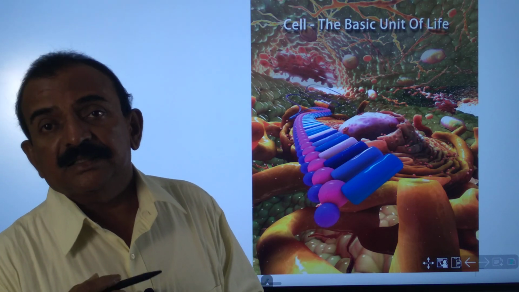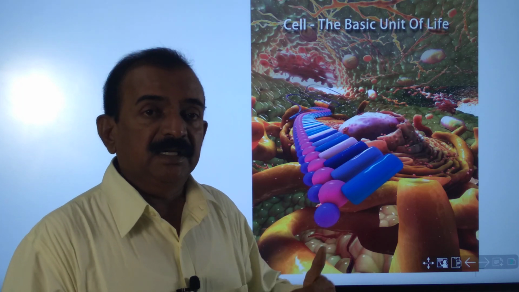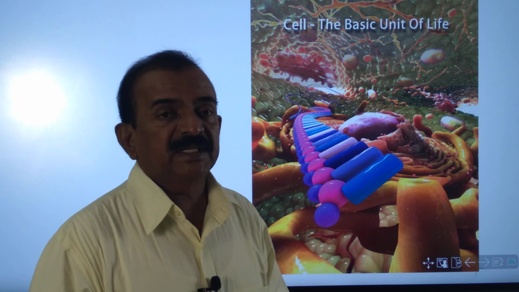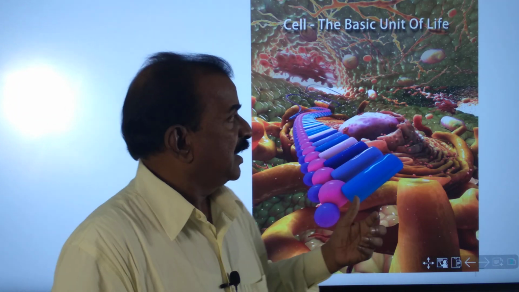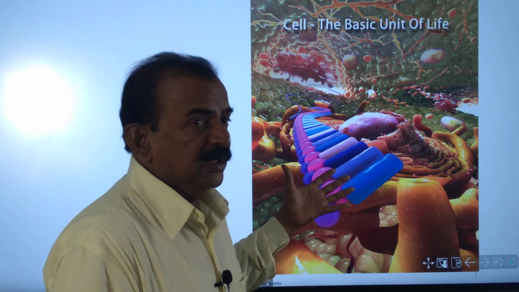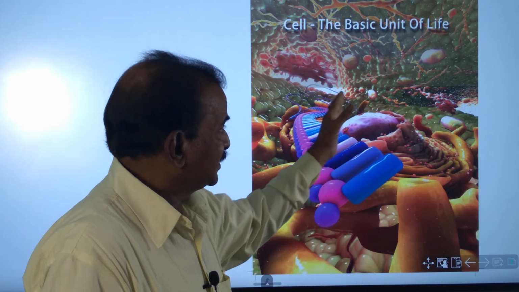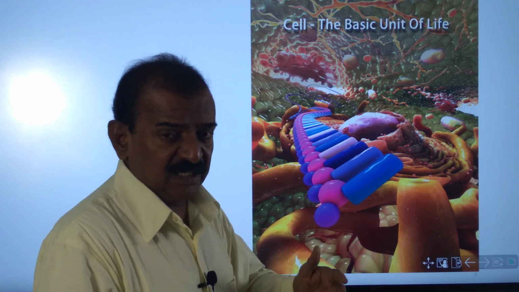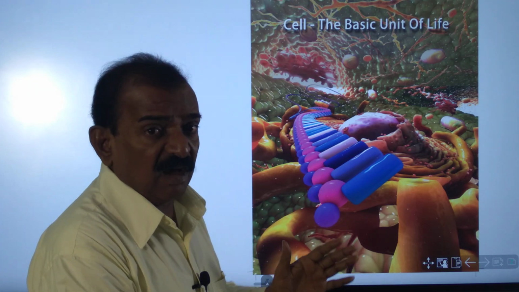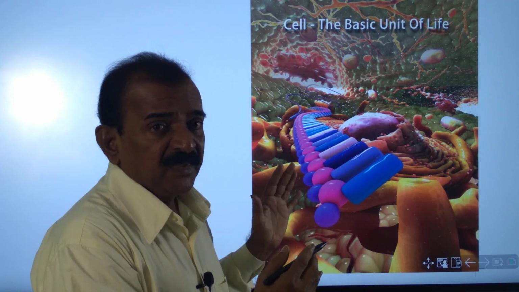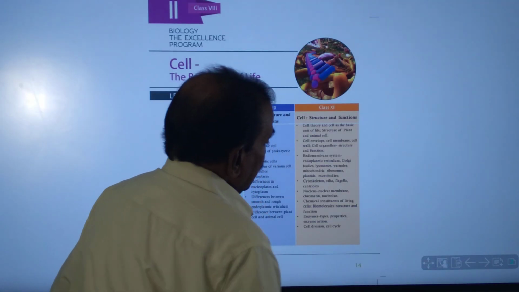There are 12 chapters, and here you are observing the second chapter, The Cell, the Basic Unit of Life. You see a beautiful diagram showing the presence of the nucleus and the cell organelles, and we will learn them clearly. So what are the cell organelles present in a cell, and what is a cell?